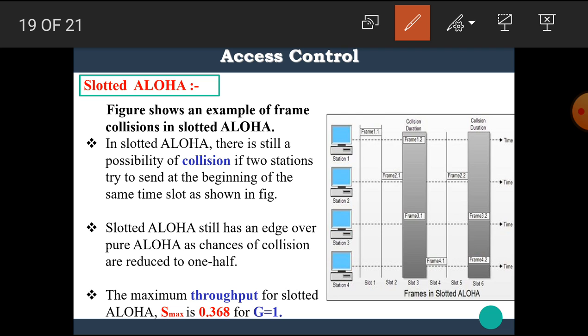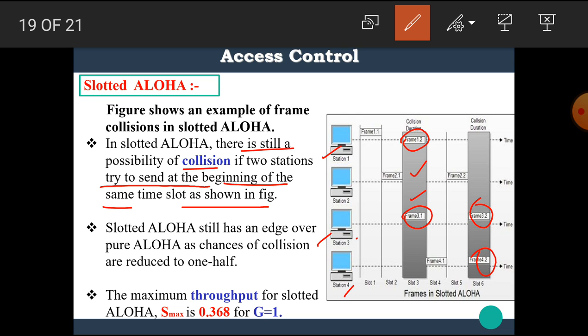In slotted ALOHA, there is still a possibility of collision if two stations try to send at the beginning of the same time slot, as shown in the figure. That means here in this time slot, station 1 and station 3 transmit the frame on the same channel, hence a collision occurs. Similarly, here the collision occurs between station 3 and station 4.